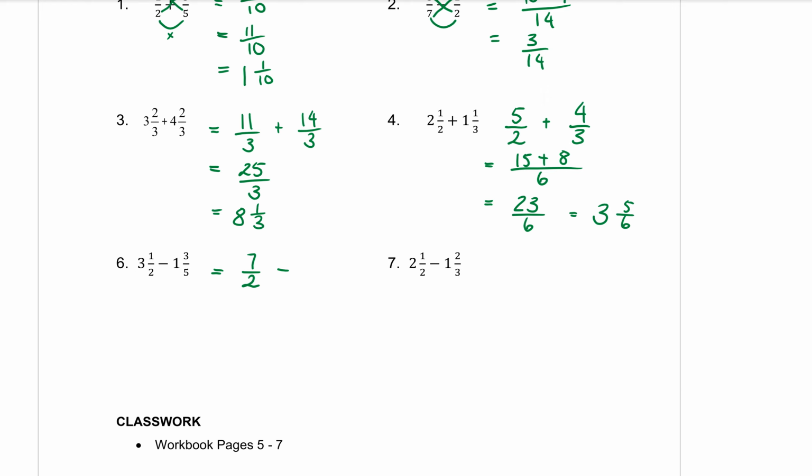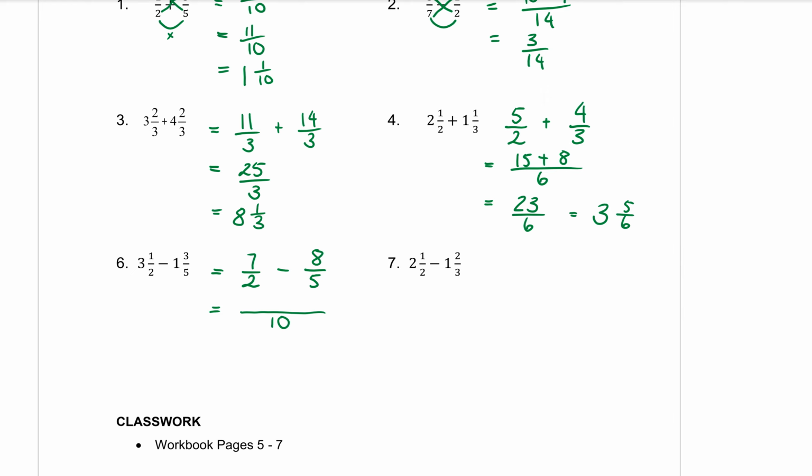So let's turn the second one into an improper fraction. It has a 5 on the bottom, so keep the 5 on the bottom. To work out the top number, you're going 5 times 1 is 5, plus 3 is 8. Okay, the next step is to get the common denominator. At the moment, I have a 2 and a 5. They're different. So I times them together. 2 times 5 is 10.